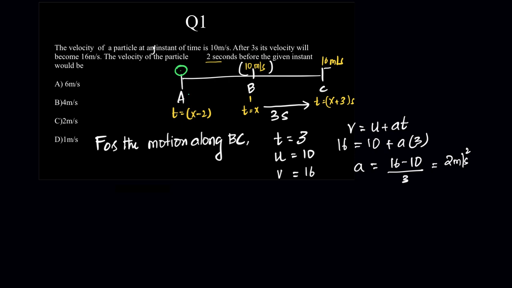Now let us see the motion from A to B. Do we know the velocity of the body at A? No. So let us call that u. In which case, the first equation of motion would be v is equal to u plus at. It is asked in the question 2 seconds before the given instant, which means it would be 2 seconds duration here. So t is 2 seconds. What is the value of a? We just found it out to be 2 meter per second square.